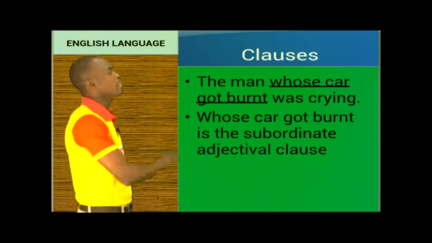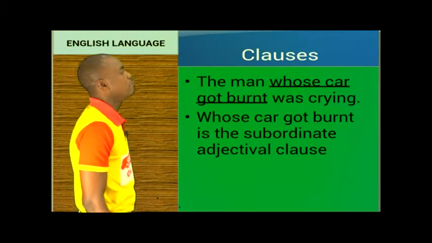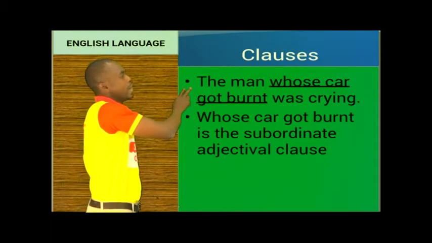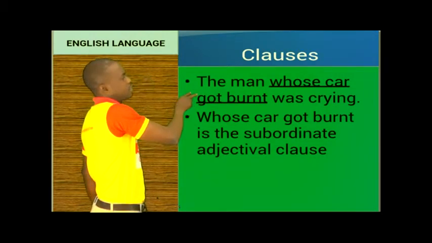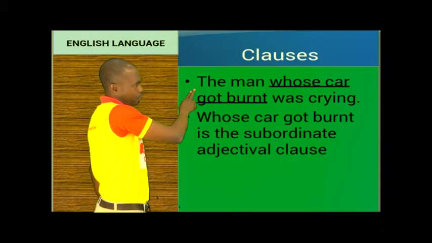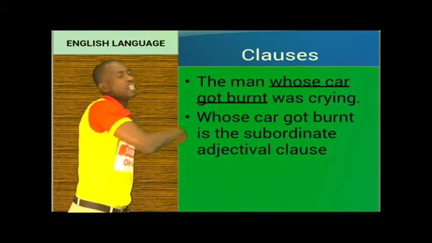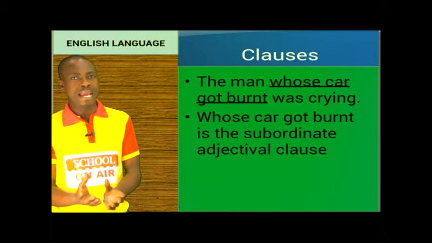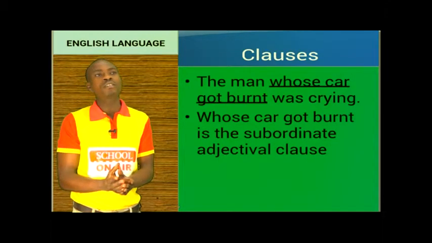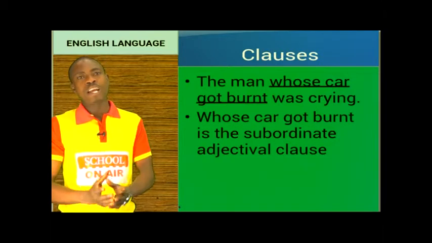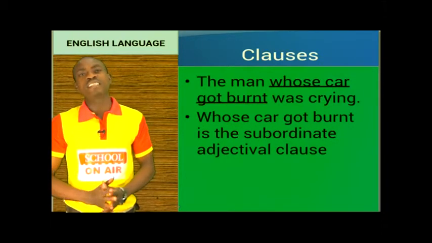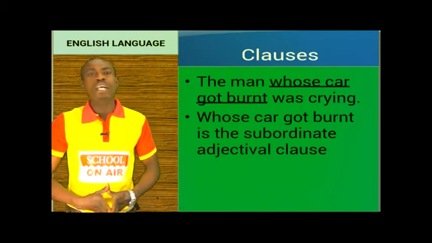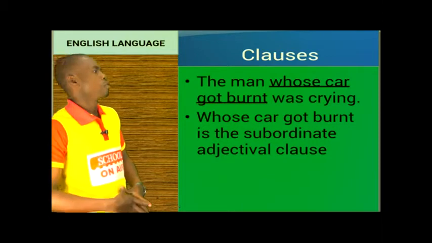This is very important. The second example we have on the board here is: the man whose car got bent was crying. The man here is the noun, or noun phrase. Whose car got bent is adjectival because it describes the man. It lets us know the type of man we are talking about, not the man sitting on the tree, not the man in the room, but the man whose car got bent was crying.